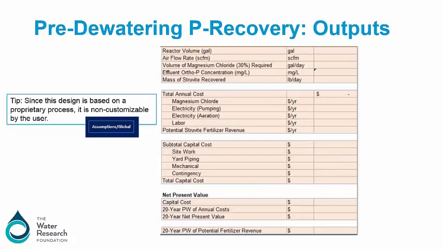Outputs from pre-dewatering P recovery include required reaction volume, airflow rate, magnesium chloride demand, and mass of struvite recovered. Total annual costs account for pumping costs of sludge and air, as well as potential revenue from fertilizer sales. Capital cost is estimated using cost curves provided by CMP, and a 20-year NPV analysis is also shown.